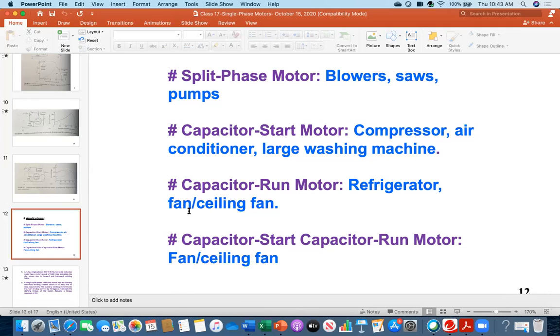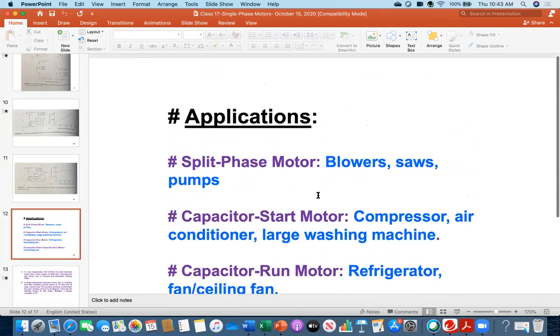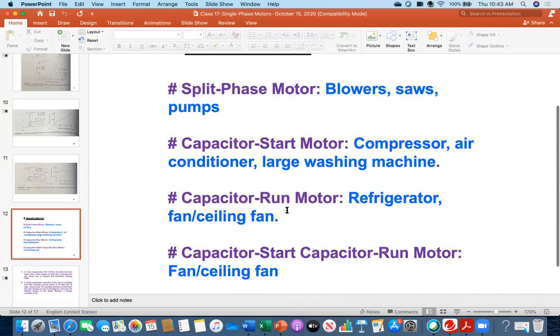And then you see, I have written the example fan or ceiling fan, refrigerator. You know that a refrigerator needs very good performance. Otherwise, your food and drinks, everything will not be cold. So to keep those things in good shape, you need a capacitor run motor there. But of course, that is the single phase induction motor. So single phase capacitor run type of induction motor.